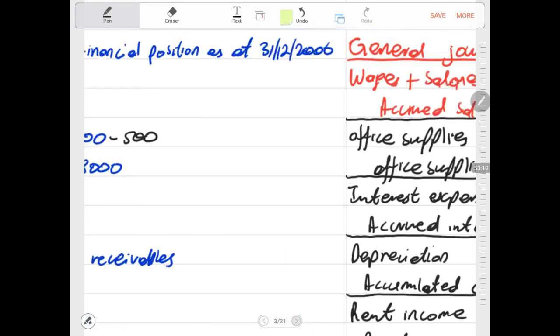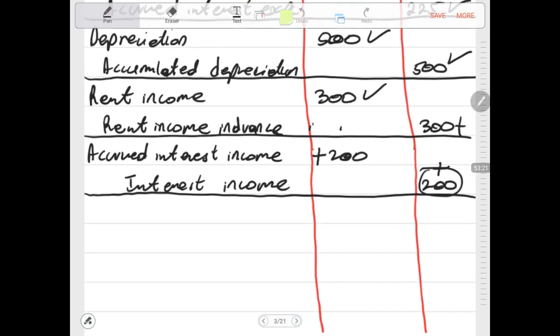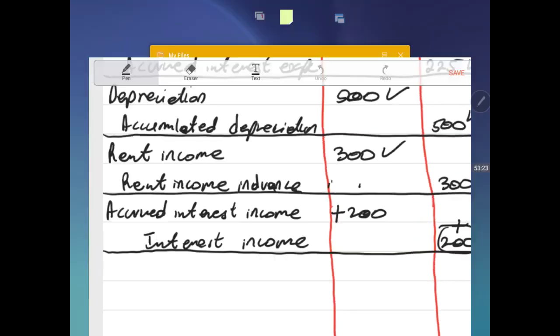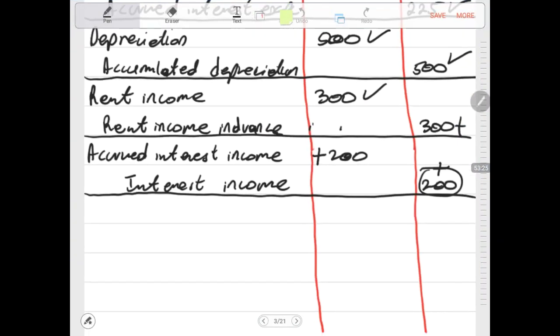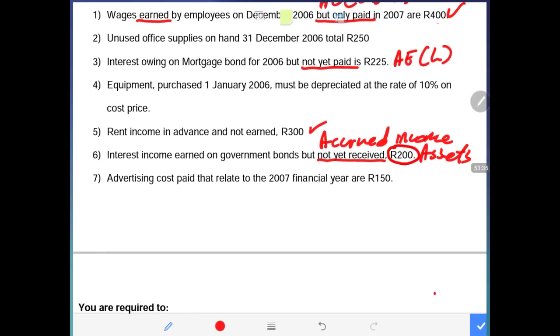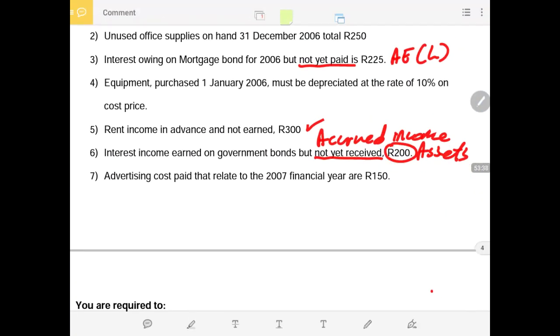I'm not done yet with the adjustments. I still have to take into account another adjustment. And once again, both the debit and the credit has been accounted for. For all of them, make sure that the debit and the credit is accounted for before you can move to the next adjustment. We come now to the last adjustment.